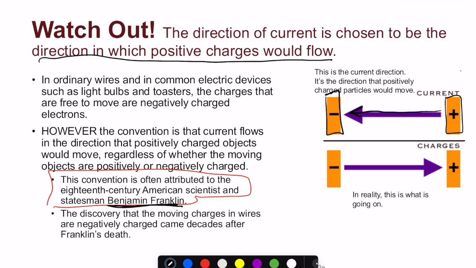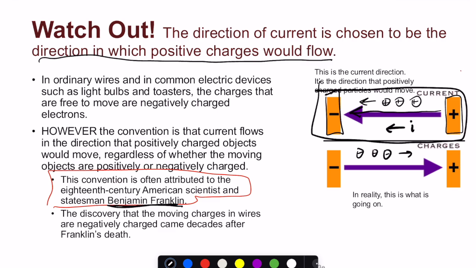Okay? But in reality, if you were to have a little subatomic microscope and look at current, what you would actually see is little electrons moving to the right. But since the electrons are moving to the right, they're leaving behind positive charges, and you can think of those as being what is moving to the left. Okay? So whenever we define current and its direction, it's going to be the movement of positive charges, where those positive charges are leaving the positive terminal and going to the negative terminal.